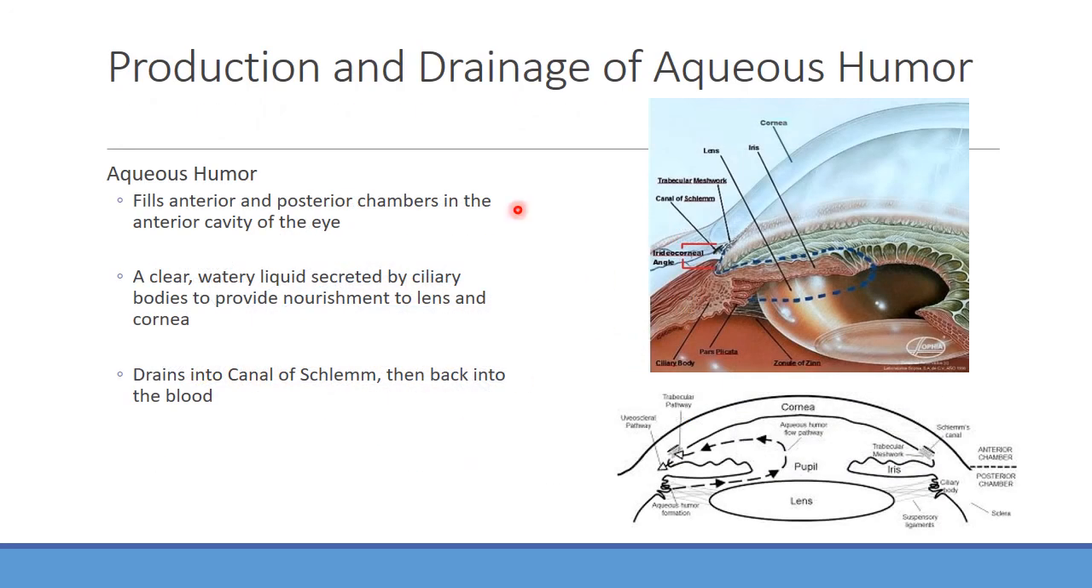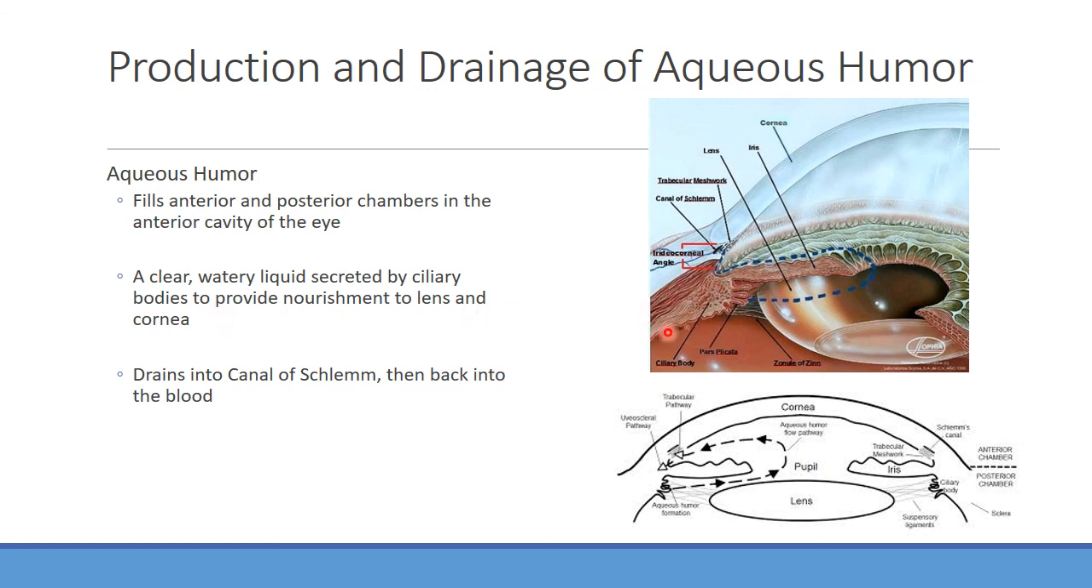Okay, the aqueous humor is going to be the main thing that helps keep the lens nourished, because we mentioned it's avascular, and we need to make sure we keep nutrients going to it and get rid of waste products. So the aqueous humor is really important here, and it fills the anterior and posterior chambers of the anterior cavity of the eye. Basically, this is a clear, watery liquid. It gets secreted by the ciliary bodies.